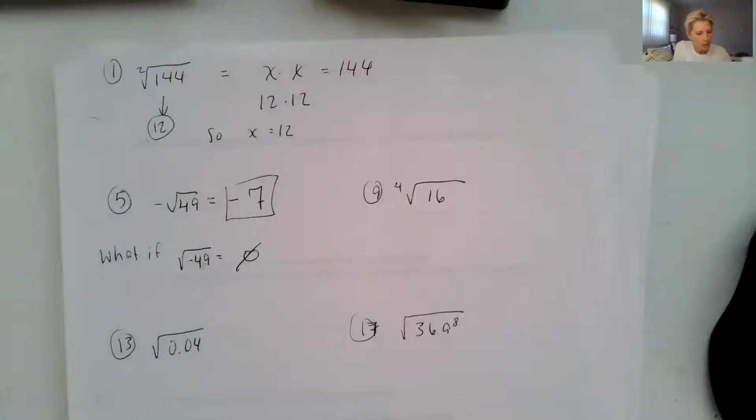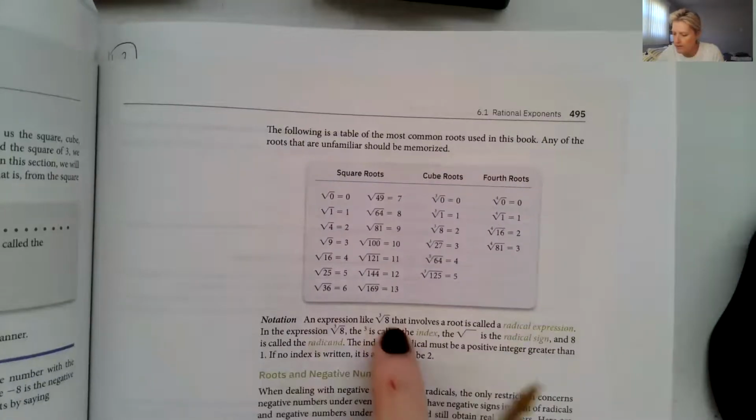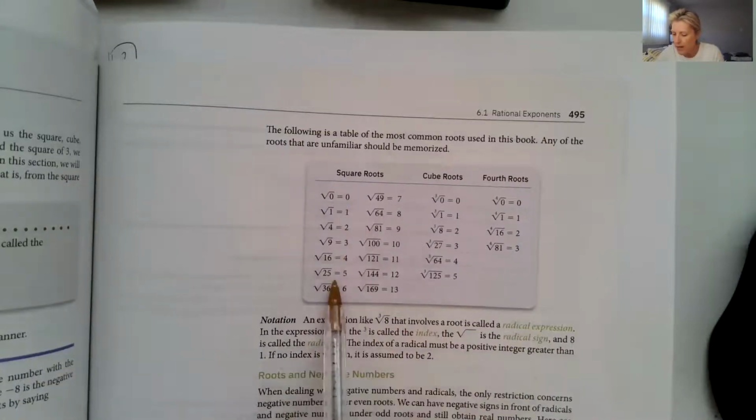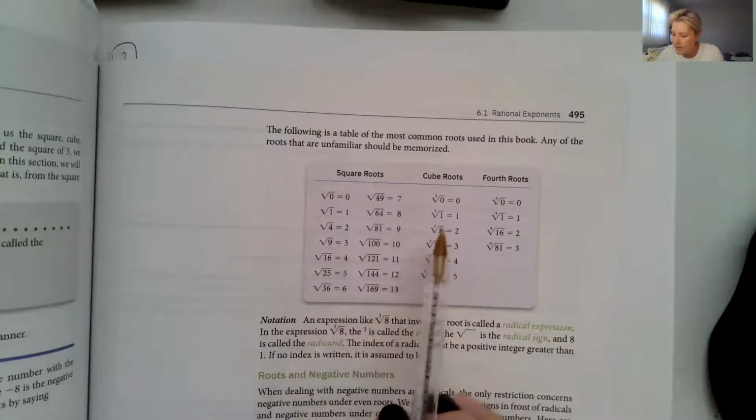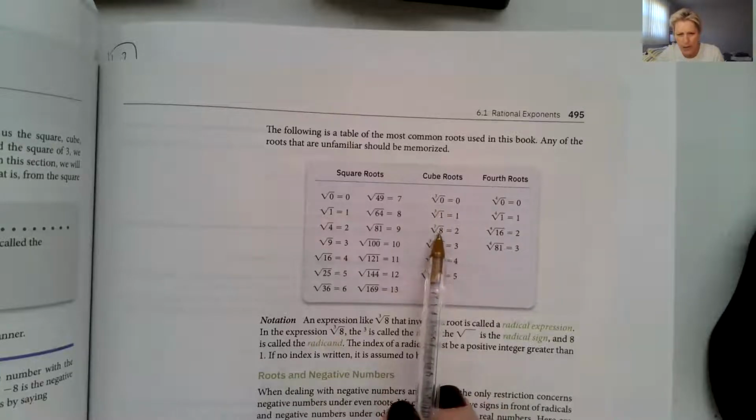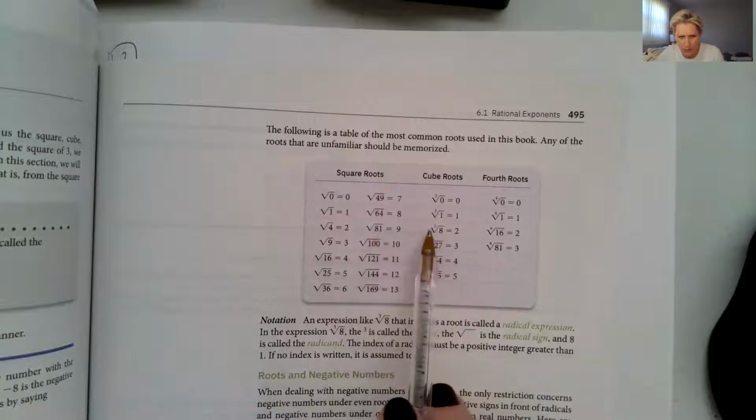Now, your book presents a great list that you might want to put on your note sheet for the next exam, so that you've got some common square roots, some common cubed roots. Okay, cubed root means that your group is a group size of 3. I'm not looking for pairs, I'm looking for groups of 3 of a number.